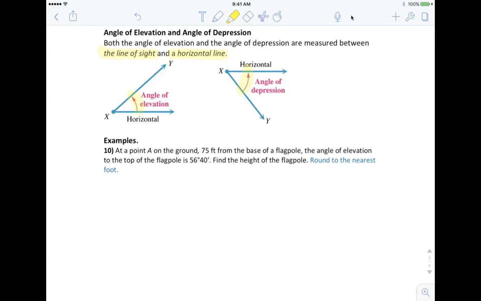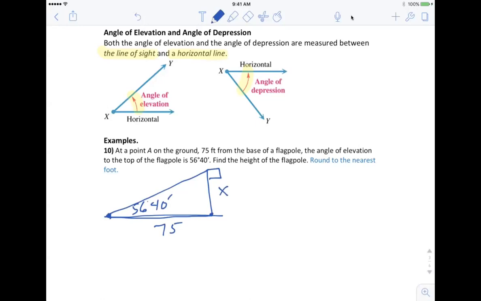Number 10, let's say a point on the ground. So where's ground? Point on the ground, 75 feet from the base of a flagpole. There's my flagpole. The angle of elevation to the top is 56 degrees, 40 minutes. So make a line of sight, and then there's the horizontal, and there's angle of elevation, 56, 40. Okay, and then that was 75. Okay, and the question is, find the height of the flagpole. Let's just call it X.